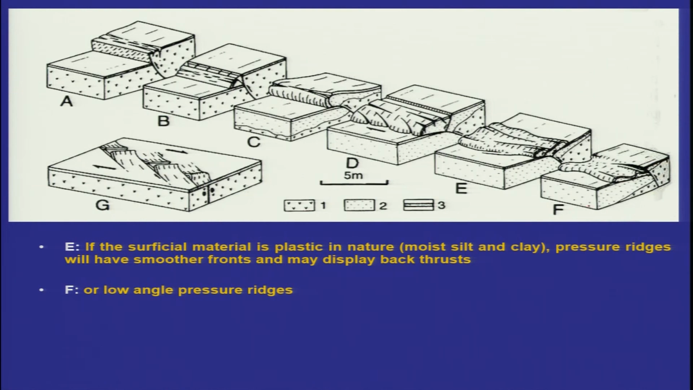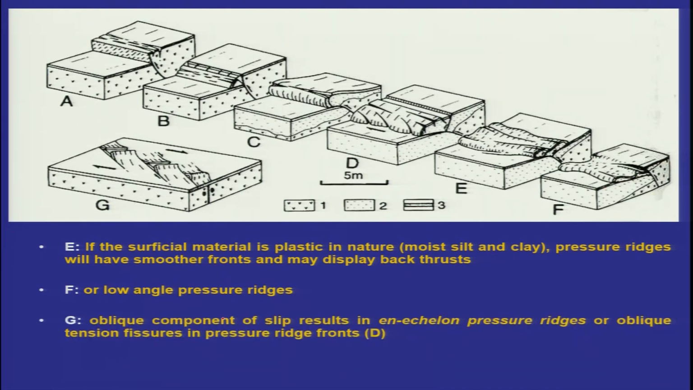Then you will have either the formation of back thrusts and all that, or, in the case of an almost horizontal fault plane which is coming right up to the surface, the development of pressure ridges.